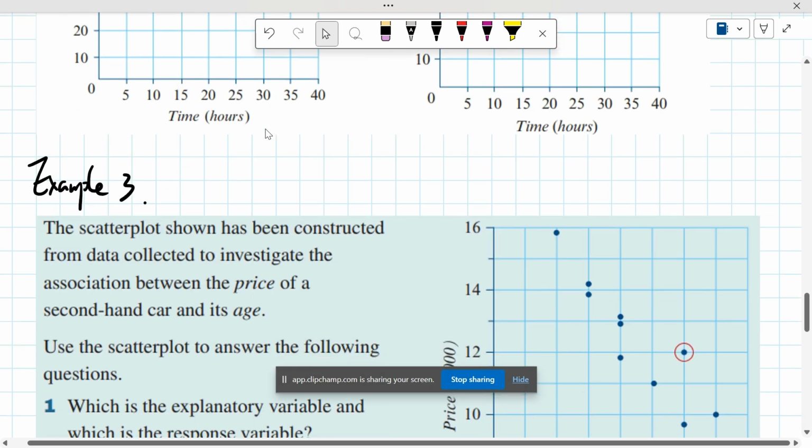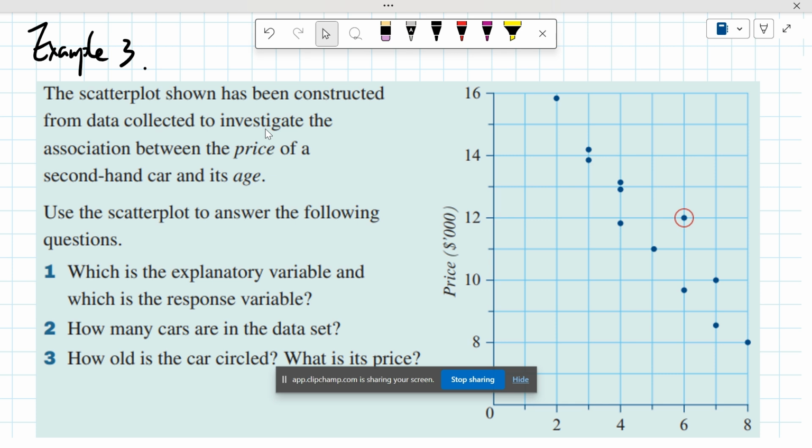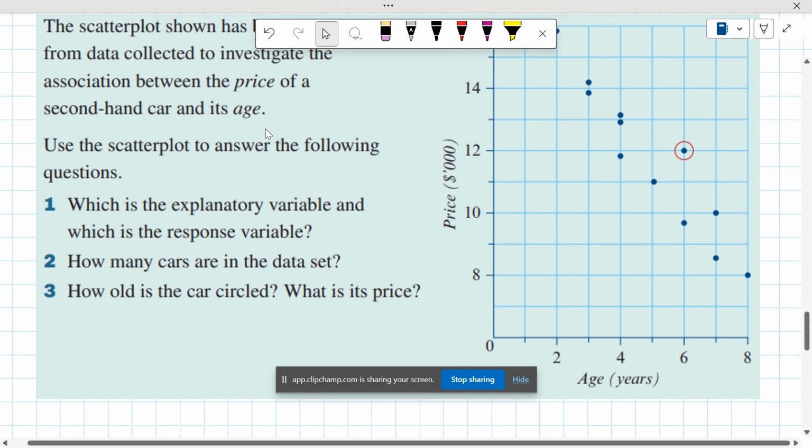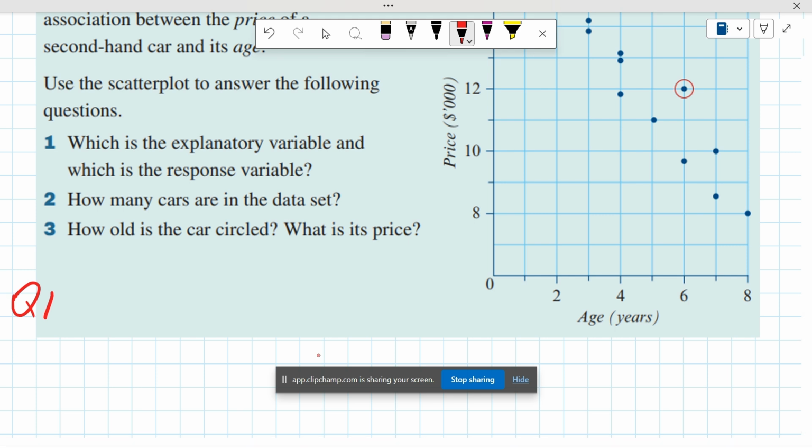Let's try a quick example here. This scatter plot shows data investigating the association between the price of a second-hand car and its age. Question one: which one is the explanatory variable and which one is the response variable? As we learned, the EV is age, and the RV, the vertical axis, is the price.